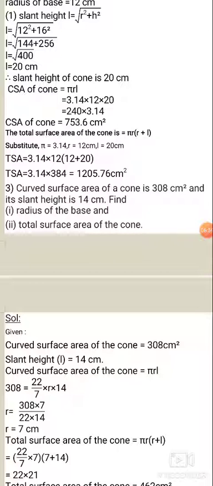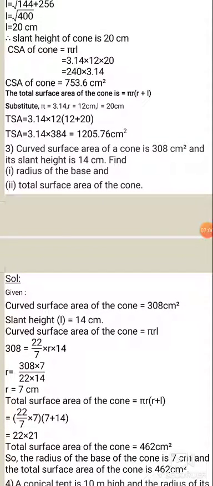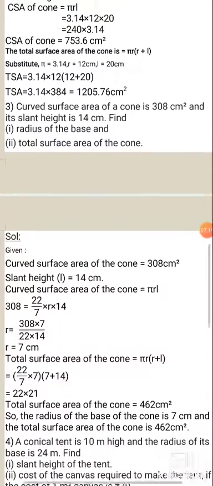7 and 7 are cancelled. So 22 into 7 plus 14 is what? 21. So the total surface area is equal to what? 462. The product of 22 and 21. Now the radius is equal to 7 centimeter and total surface area is equal to 462 centimeter square.